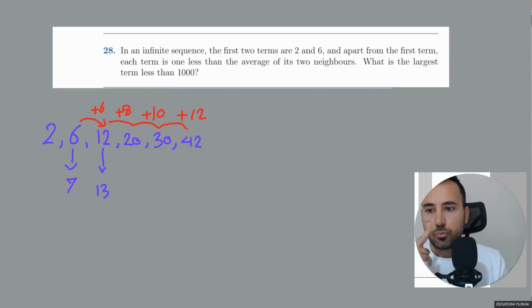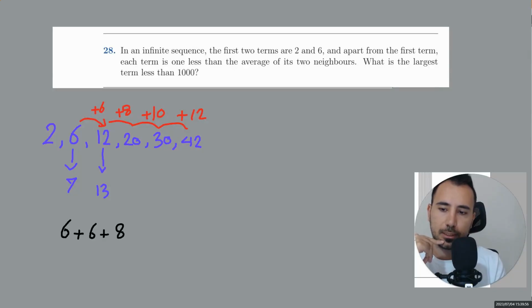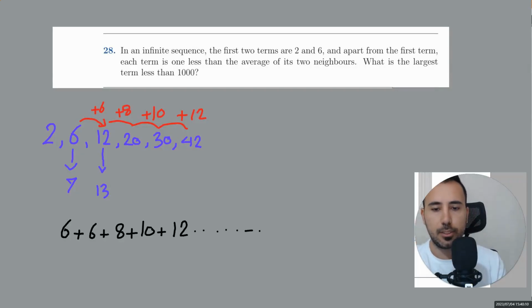If you don't want to add all of them, we could write this one as, you see, I'm going to rewrite everything. The first one was 2. From here, it was 6. Then from here, 12 was 6 plus 6. And the third term was plus 8. Now 6 plus 6 plus 8 is 20. And then plus 10, 20 plus 10, 30. And then 12. So you just want to continue adding these until you get to a number less than 1,000.